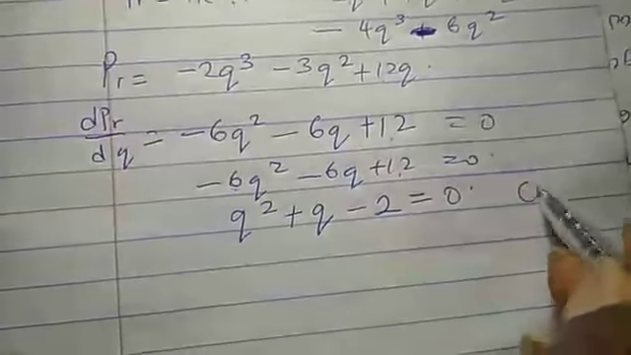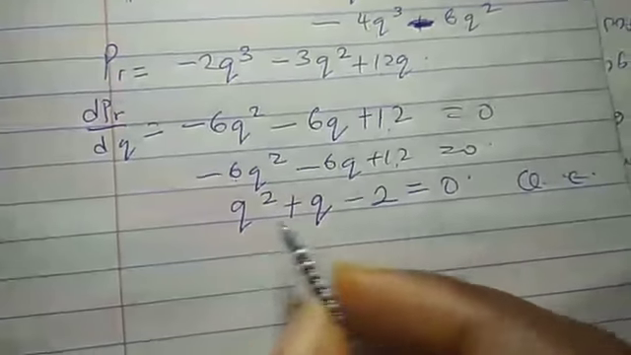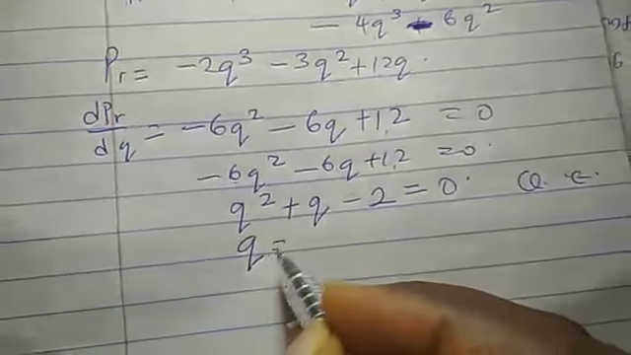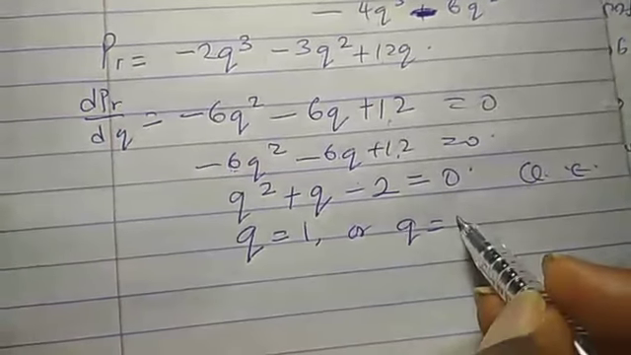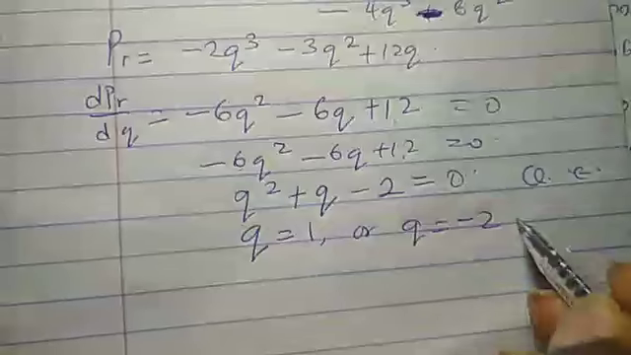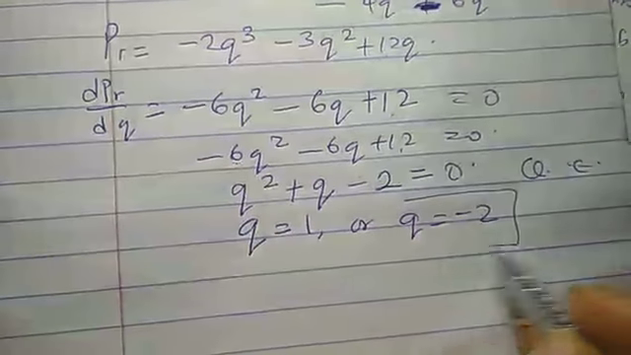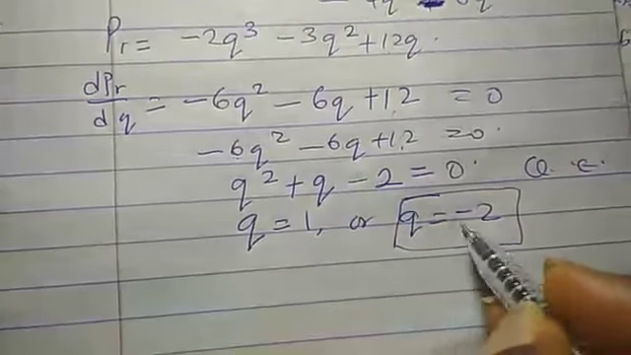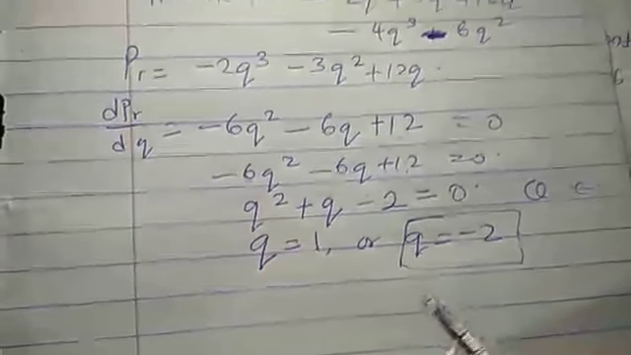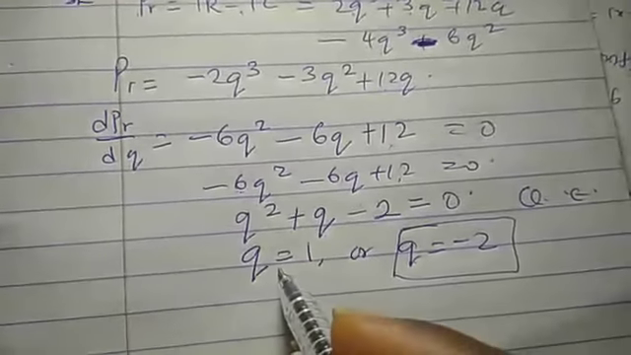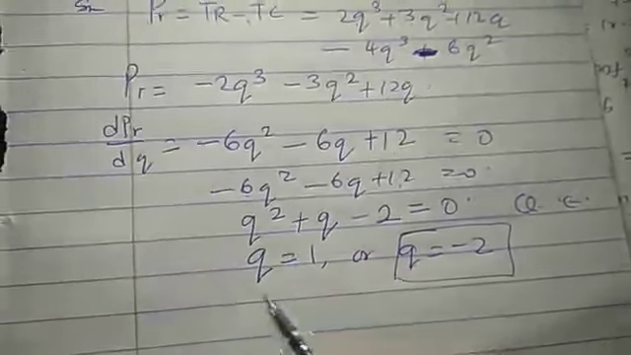This is a quadratic equation, so I don't need to teach you quadratic equations here. If you solve it, you see that q is 1 or q is equal to minus 2. We cannot use this, because q here represents quantity. It can never be minus 2. So this is what we are using, and we don't need to differentiate once again.